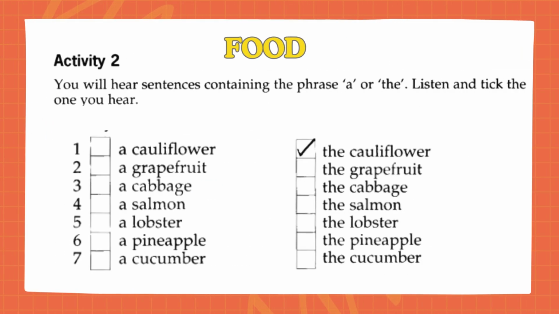Activity 2. You will hear sentences containing the phrase a or the. Listen and tick the one you hear. 1. Could you pass me the cauliflower? 2. Did you buy a grapefruit? 3. Would you cut up the cabbage, please?